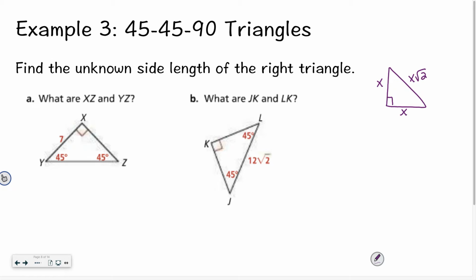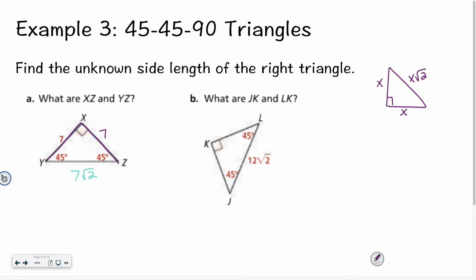So if we look at this first triangle, letter A, what are XZ and YZ? Well, I see XY is 7. That means XZ has to be congruent to it, right? So that's also 7. And then my hypotenuse is just the leg times the square root of 2. And I'm done. I don't want you to multiply that out and give me a decimal. I literally want you to leave it as 7 square root of 2.